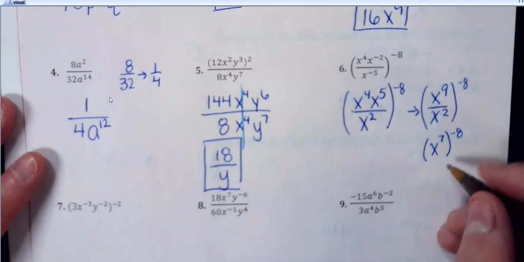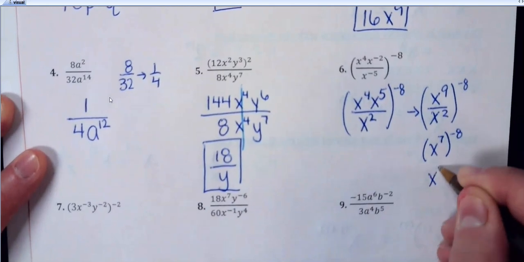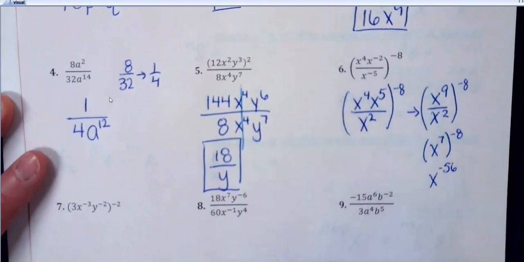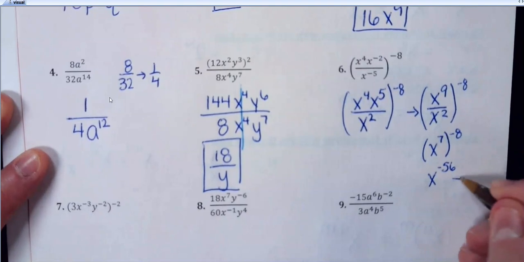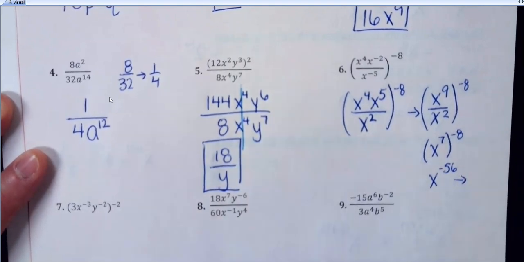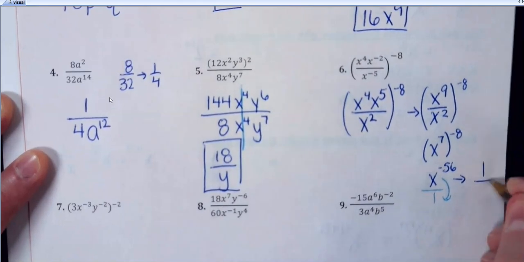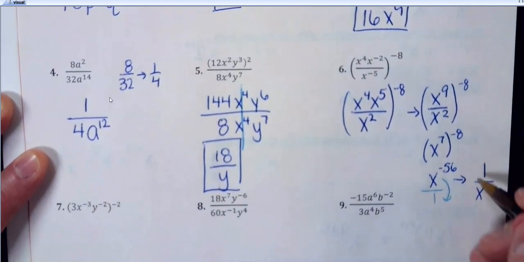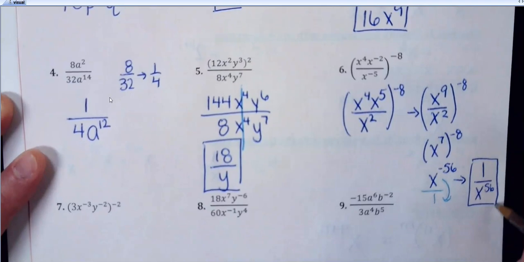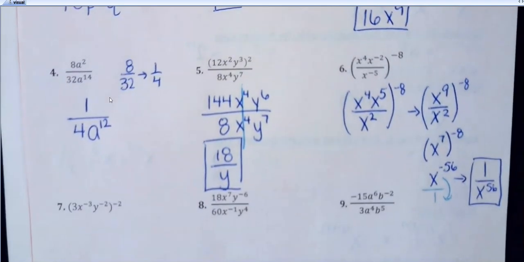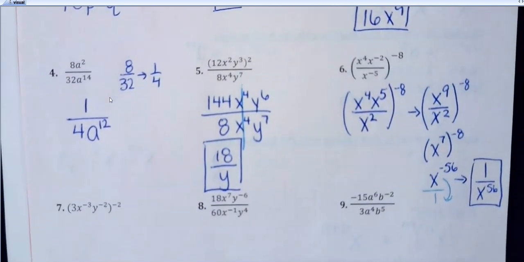Now, when I actually do this, we end up with x to the -56, which is not considered simplified, right? So just turn it into a fraction real quick, move it and lose the negative. So my actual answer there would be 1 over x to the 56 power. Does anybody have a question? Okay.